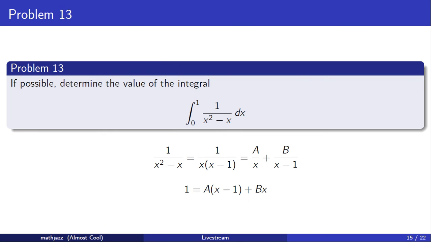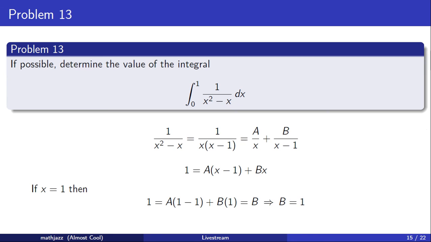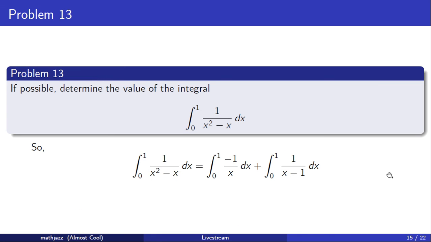So we multiply by the denominator of the left-hand side of the equation, get this. We plug in 1 to kill off the a term. We get b is 1. We plug in 0 to kill off the b term and get a is -1. From here, we plug both of those into our partial fraction decomposition, and we integrate that, get the integral from 0 to 1 of -1 over x dx, plus the integral from 0 to 1 over x minus 1 dx.